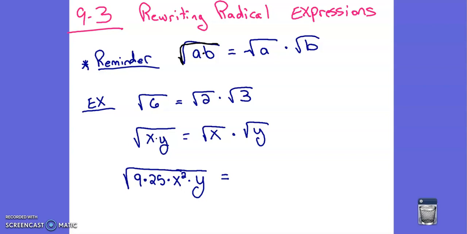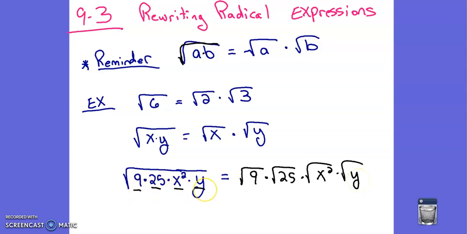If I had the square root of this big thing here, literally think of each of them as different square roots: the square root of 9 times the square root of 25 times the square root of x squared times the square root of y. Think of each one separately. A lot of students will multiply these together, get some really big number, and then try to take the square root of that. But think of it separately, and it's a lot easier sometimes.